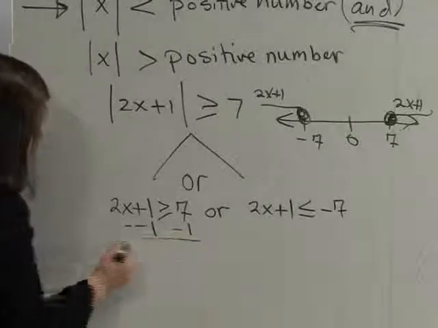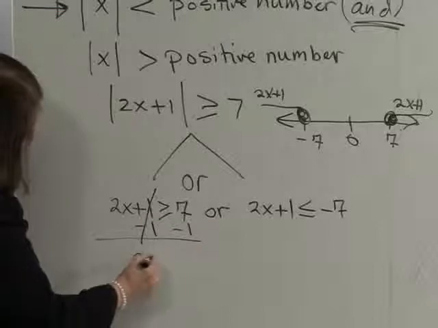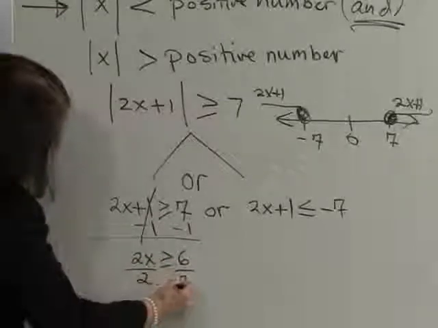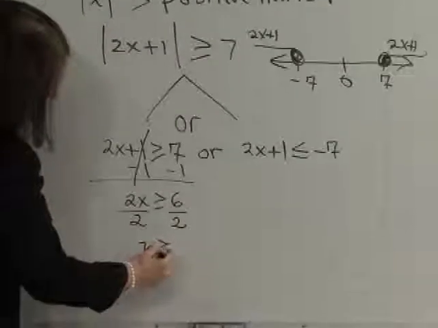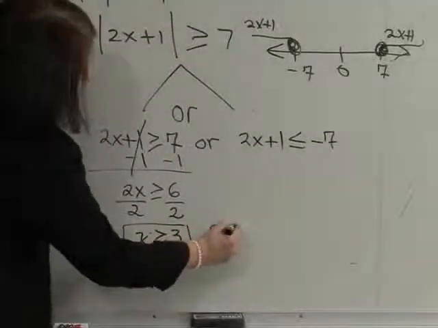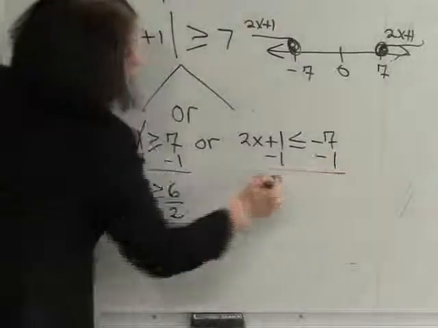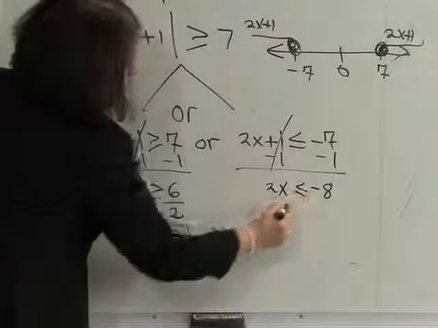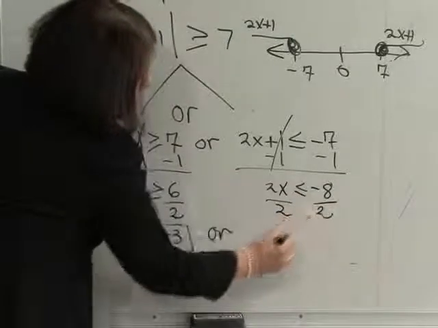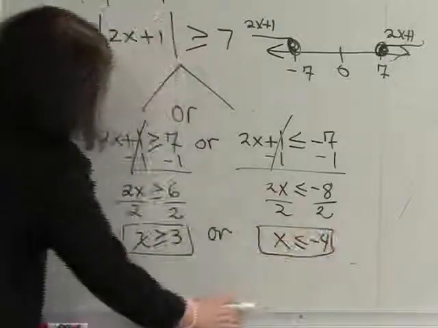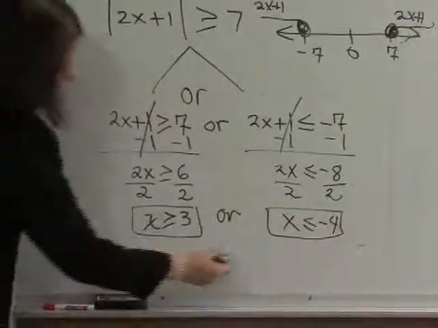I'm going to add negative 1 to both sides here. So 2x is greater than or equal to 6. Divide both sides by 2. x is greater than or equal to 3. Or, again, subtract 1 from both sides. So you get 2x is less than or equal to negative 8. And divide by 2. x is less than or equal to negative 4. And this is the algebraic solution.